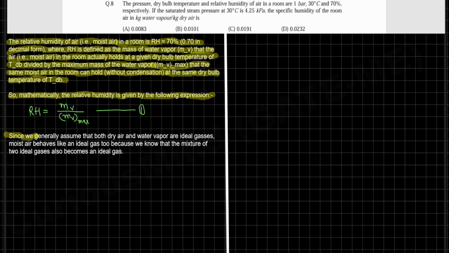Since we generally assume that both dry air and water vapor are ideal gases, moist air behaves like an ideal gas too, because we know that the mixture of two ideal gases also becomes an ideal gas.